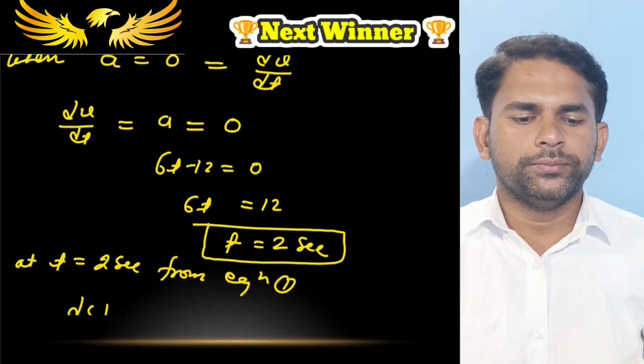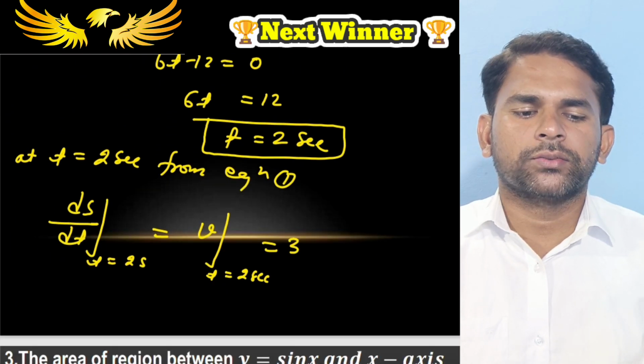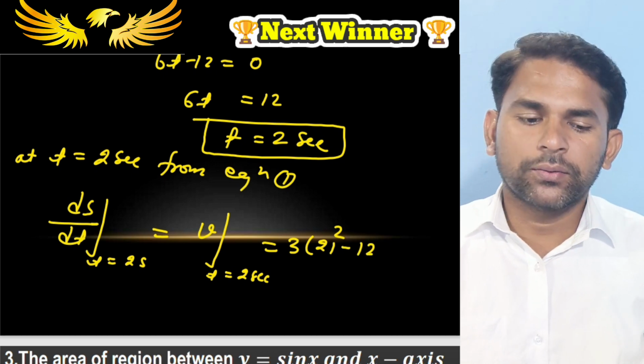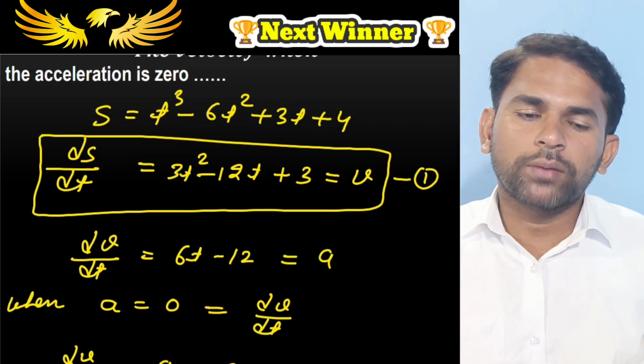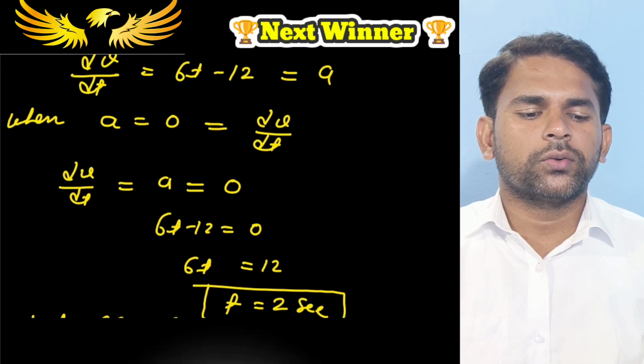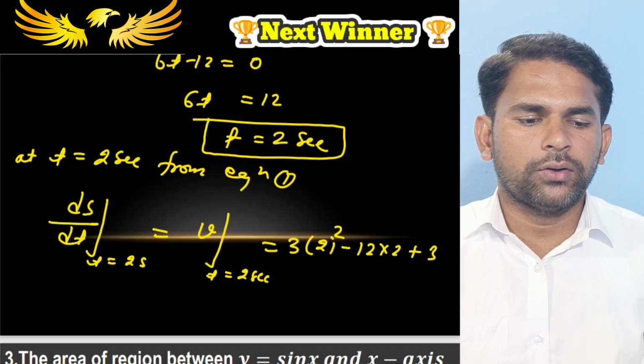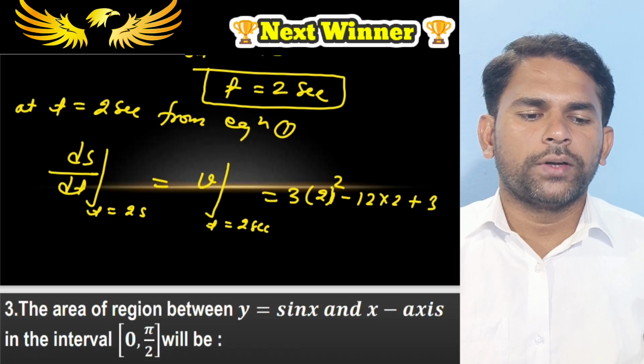So we can write here 3t square, it means 2 square, minus 12t, so we can place here 12 into 2 plus 3. Clear in doubt? No doubt now. So you can solve it.